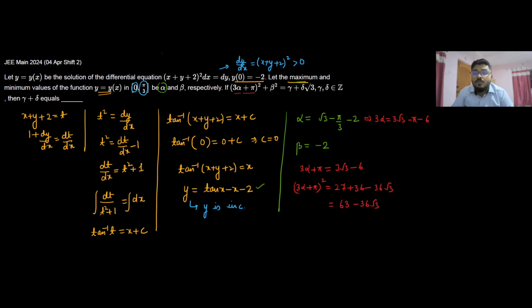And they have said this is equal to gamma plus delta root 3. So gamma we got as 63 and delta we got as minus 36. And finally they are asking gamma plus delta. So gamma plus delta will be 63 minus 36. So this is 27. So 27 is your final answer. So again, this question is a type of reducible to variable separable, and then we have to substitute these values. All right, moving to the next question.